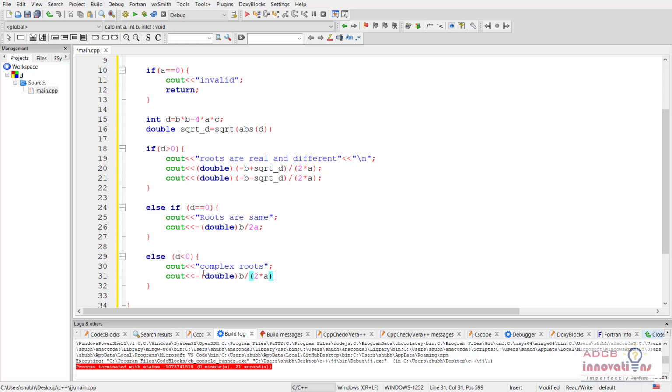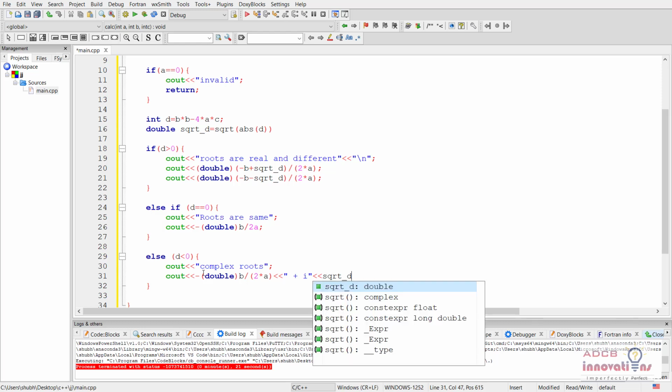And here basically these roots are complex roots. So that means they are going to have iota, that is the imaginary number. So for that imaginary part we are going to add the i, that is for the iota. And here we are going to write plus i, that is for iota. And here we are going to give the value of the determinant, that is sqrt_d.